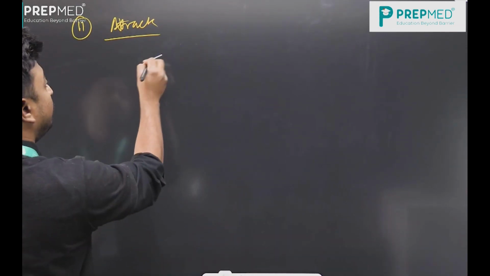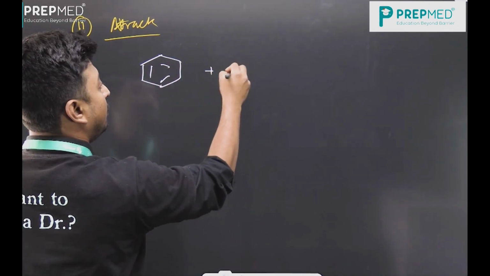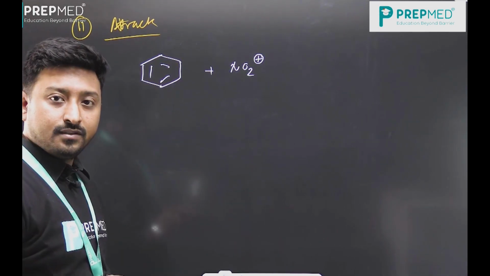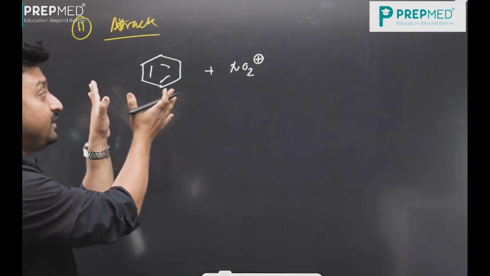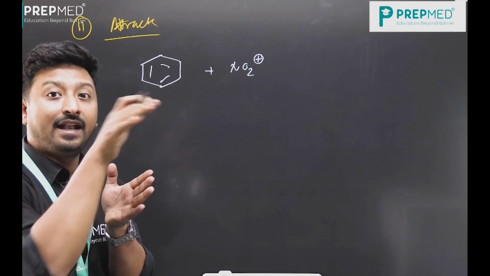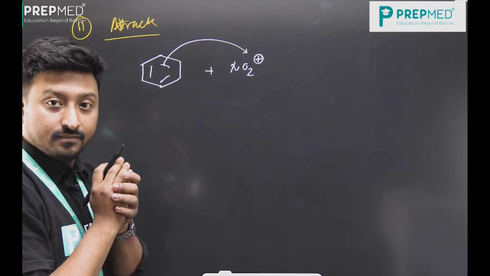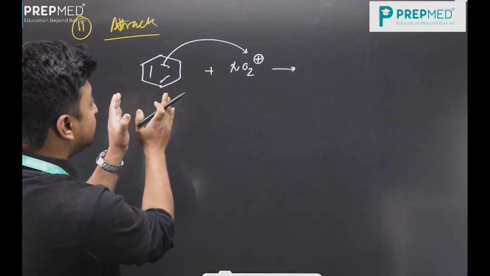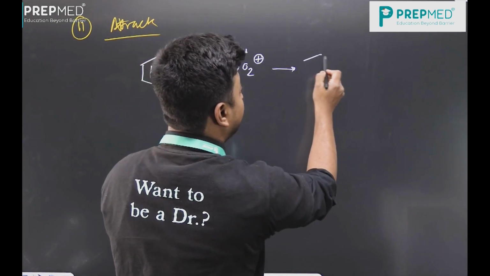See, we have a benzene ring, and here we have NO2 plus. Now NO2 plus is an electron deficient species and this is an electron rich species. So what will happen? The electron rich species will attack the electron deficient species like this, correct? Since this benzene is donating its pi electron at the first step to the NO2 plus, it will form like this.